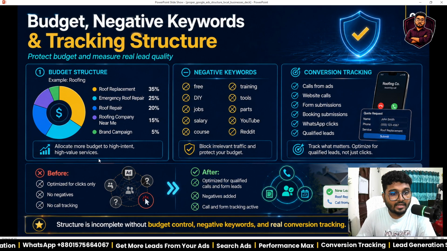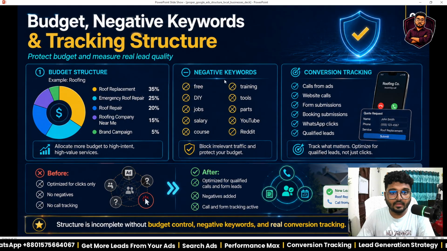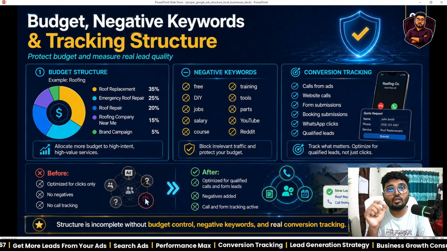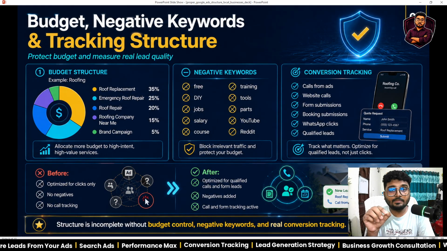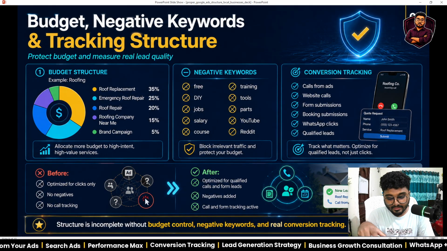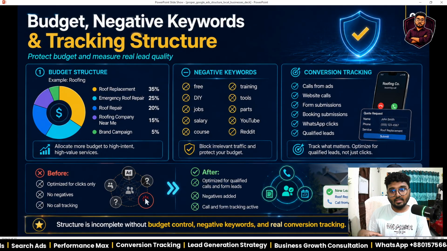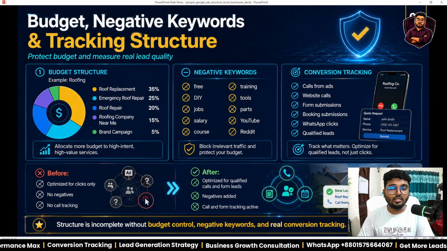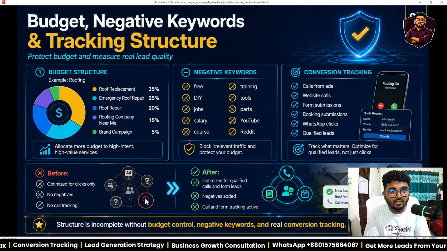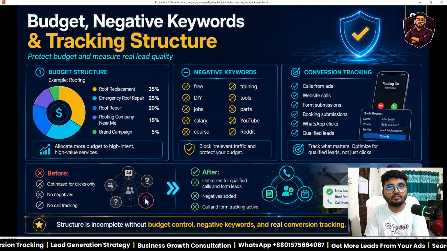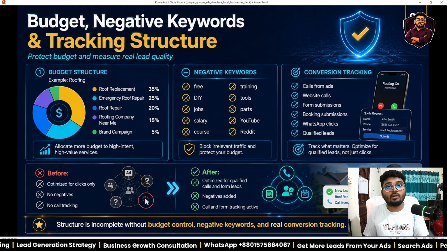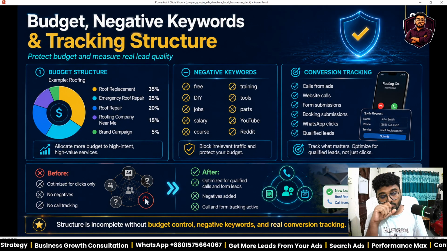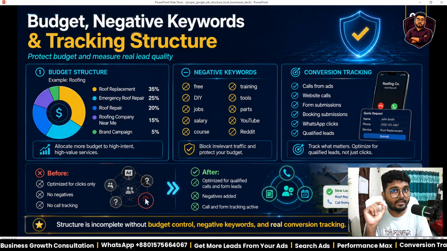So allocate more budget to high intent, high value services, and negative keywords. And this is, trust me, the most important thing: put negative keywords at your campaign level. There are some types of keywords like free services, free estimate, YouTube, jobs, tools, training, course, salary. So when people search for a locksmith course, your ad randomly shows in front of them by Google. The reason is you have not put negative keywords in your campaign, and this is the main problem. So we will put some fixed negative keywords into my campaign level.